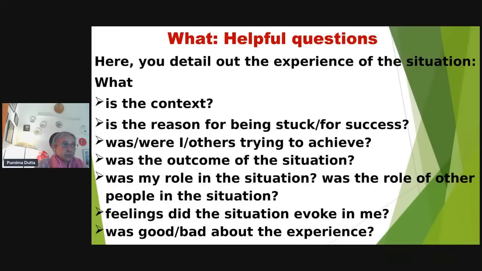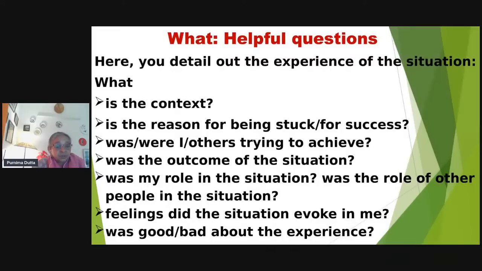In response one, where I shouted at them, the outcome is that not much got done. But if it was response two, although what I had set out to do didn't get done, a lot of positive work got done by way of a formative assessment on the spot, an understanding of where I might need to build on previous knowledge when I'm transacting the next lesson. What was the role of the other people in the situation? What feelings did the situation evoke in me?